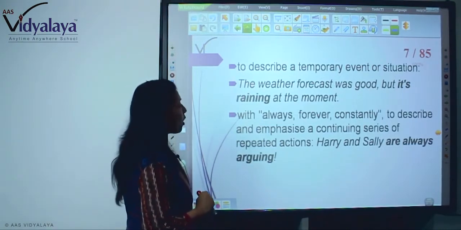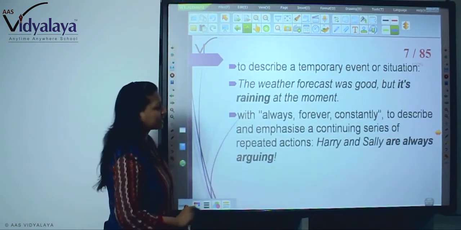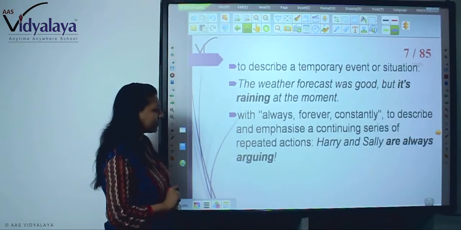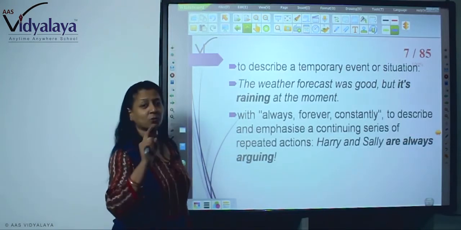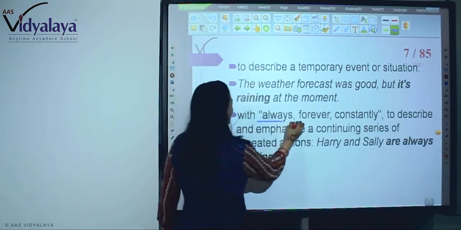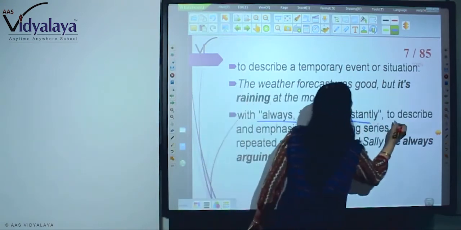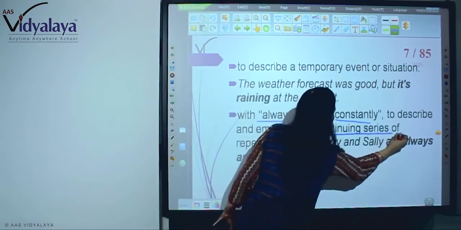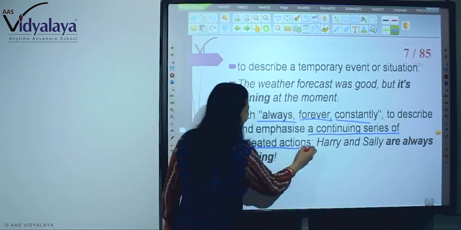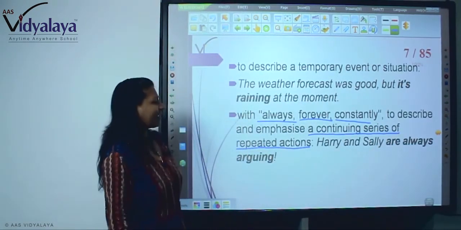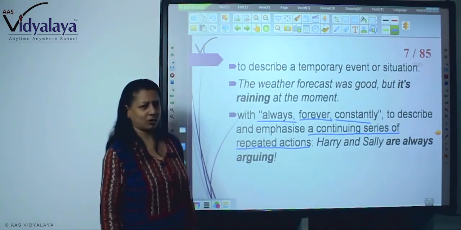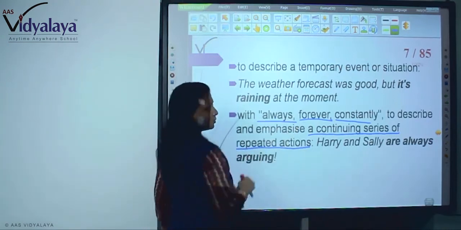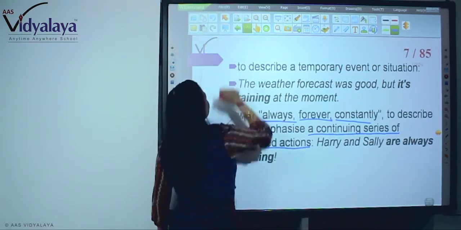With always, forever, constantly, to describe and emphasize a continuing series of repeated actions, we use present continuous. So, Harry and Sally are always arguing. Right? So, with these words we use present continuous.